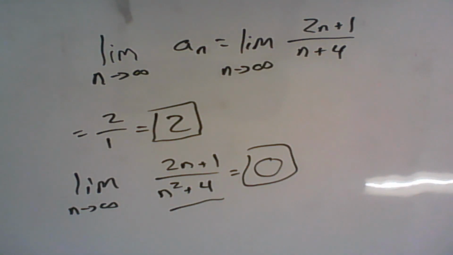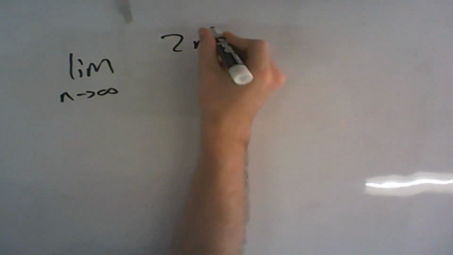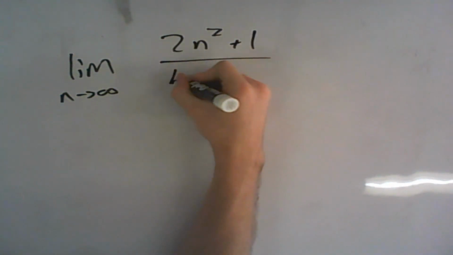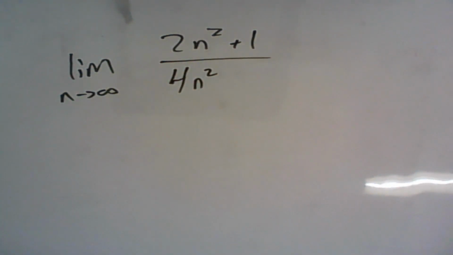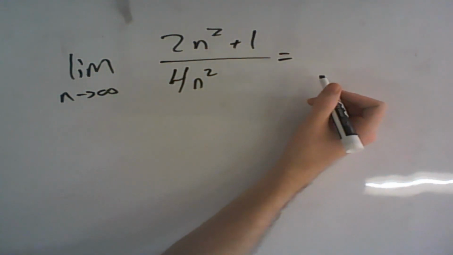Okay, I'll give you another problem. Limit as n approaches infinity of 2n squared plus 1 over 4n squared. What is the limit? What's the limit of this? Okay, what's the powers?